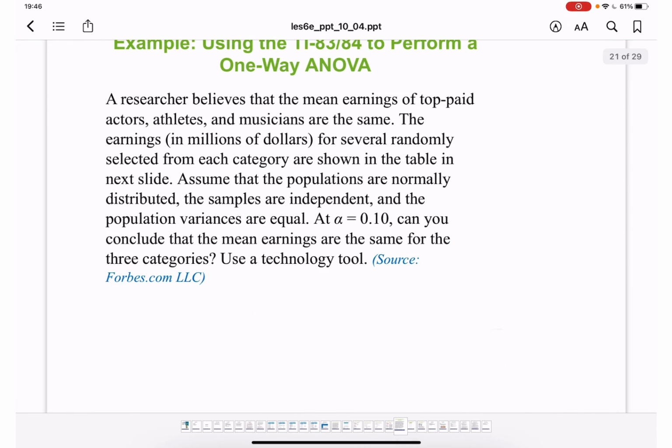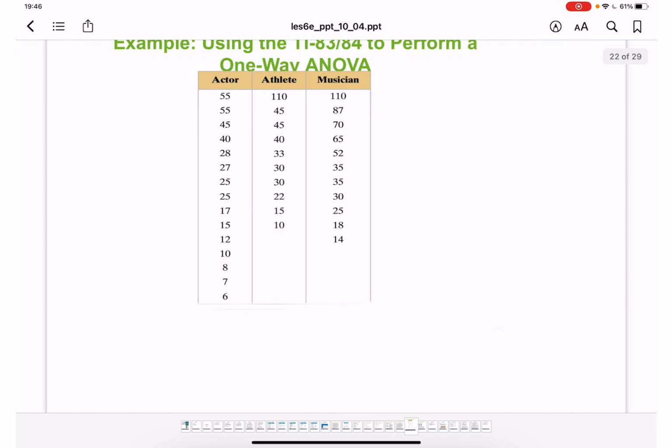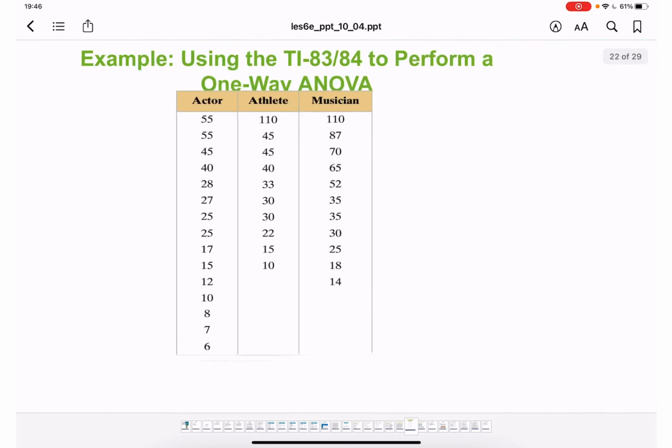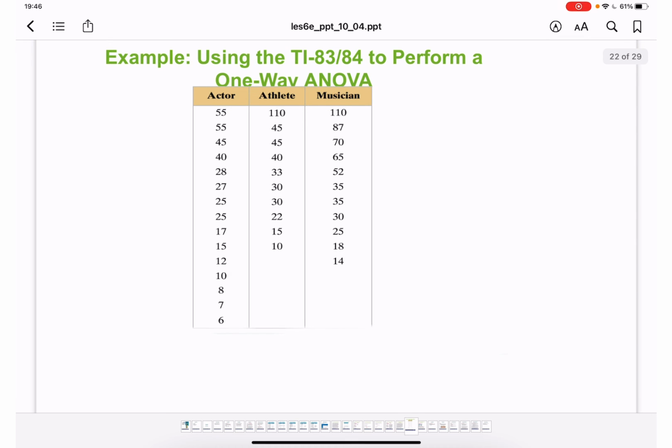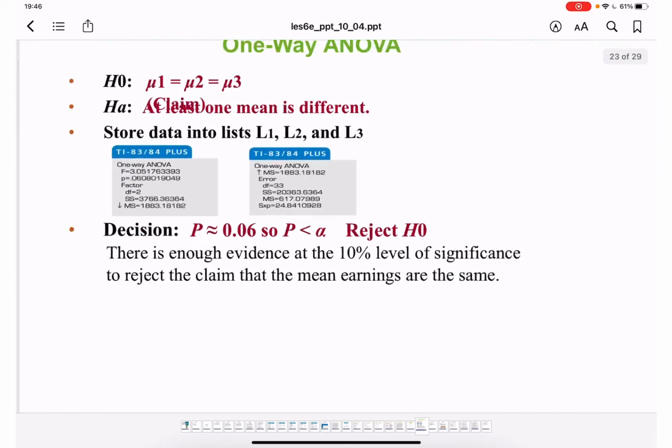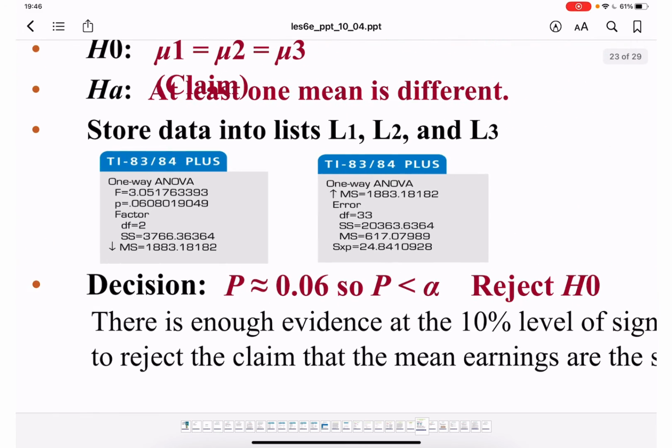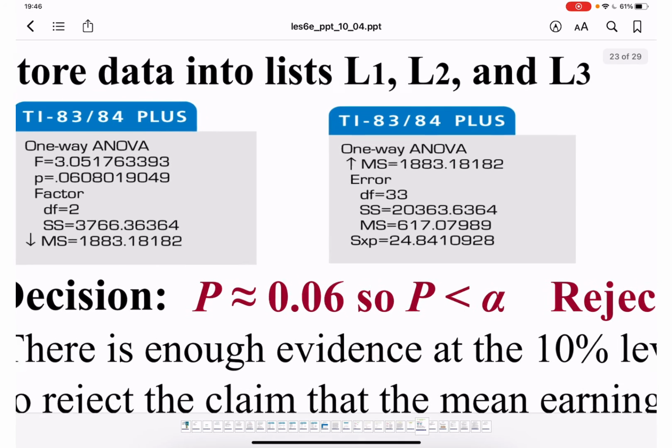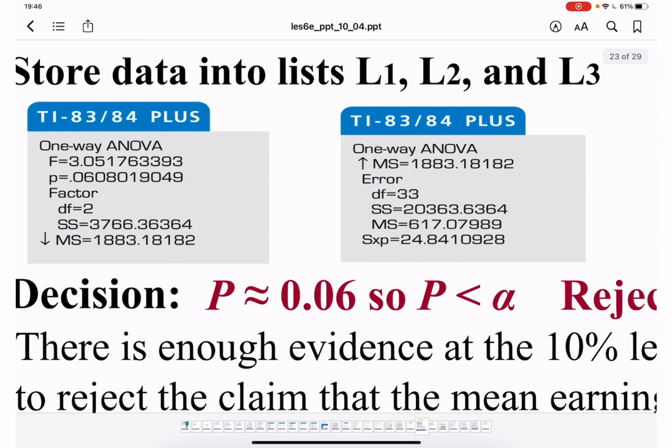Using T83/84, okay, this is the same question, or maybe a different question, with three samples, using the statistical calculator, 83/84. So here we have the result, One Way ANOVA. You have MS, okay, and what else? You have here degrees of freedom.